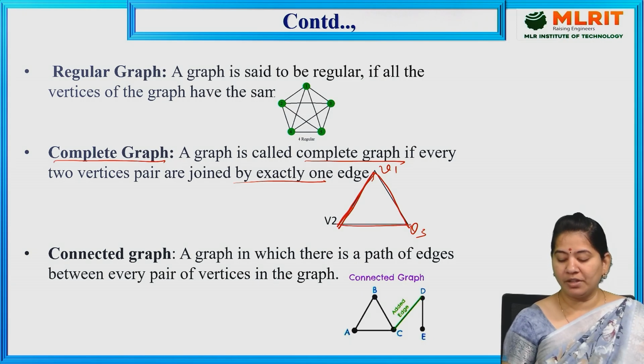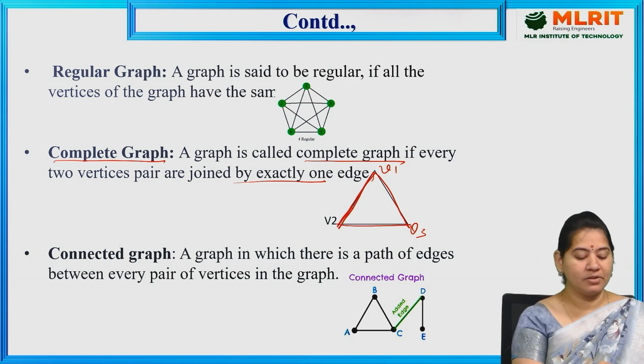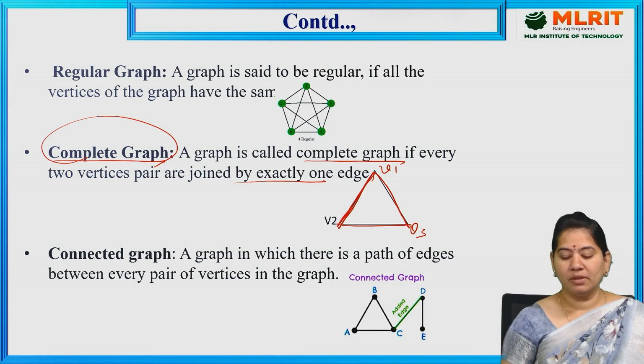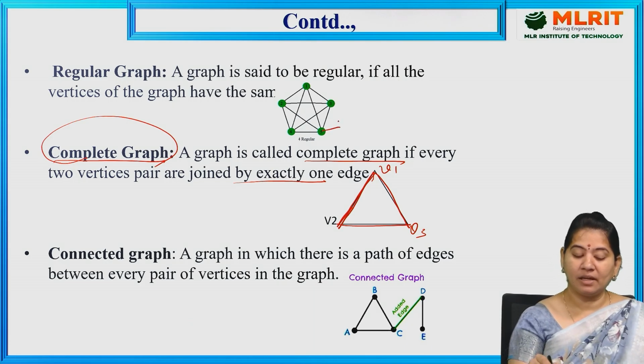So V2 to V3 also I have one. Then I can say this is called a complete graph. So now if you take the same figure here, if we observe, is this a complete graph?